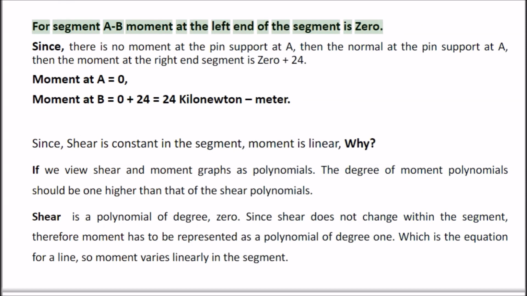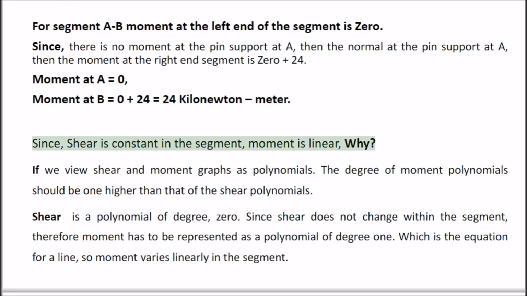For segment AB, the moment at the left end of the segment is 0. Since there is no moment at the pin support at A, the moment at the right end of the segment is 0 plus 24. Moment at A equals 0. Moment at B equals 0 plus 24 equals 24 kN-meter.